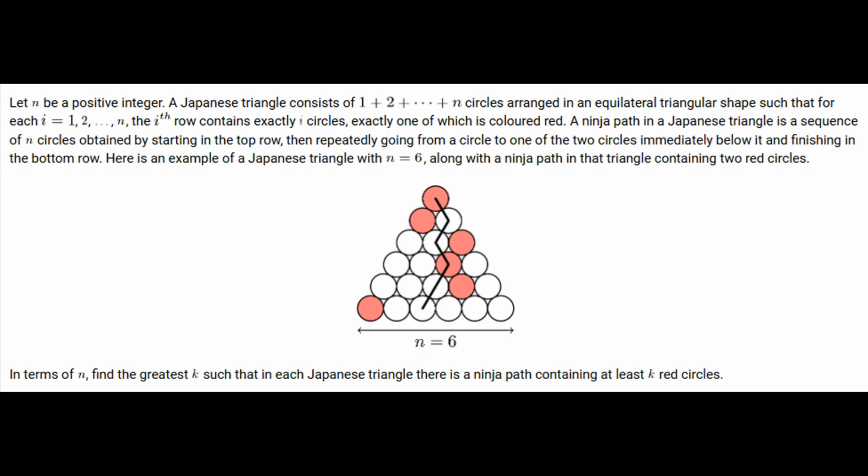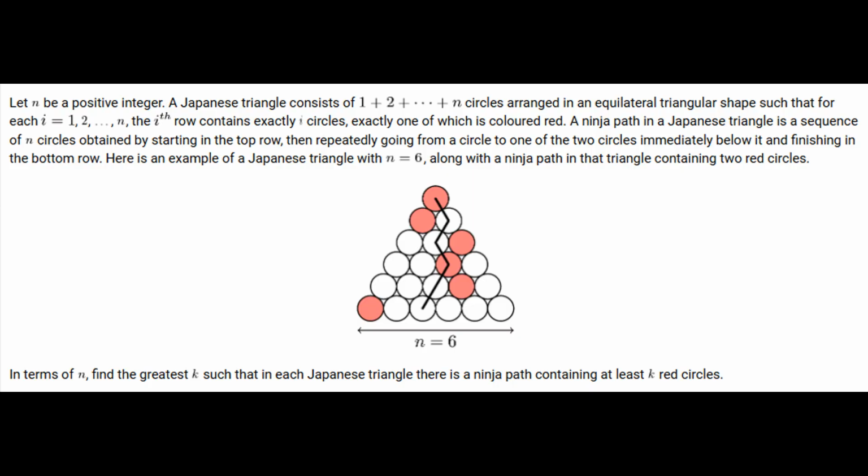Let n be a positive integer. A Japanese triangle consists of circles arranged in an equilateral triangular shape, such that for each i from 1 to n, the ith row contains exactly i circles, exactly one of which is colored red.